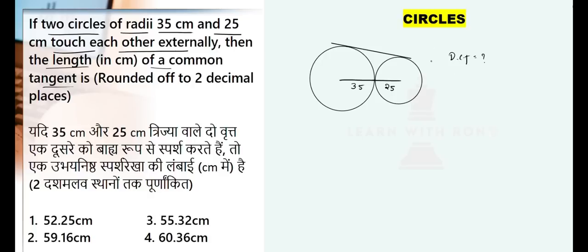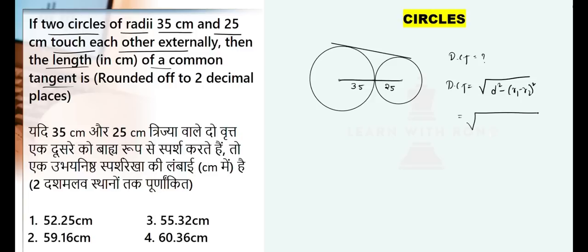So what is the direct common tangent formula here? DCT is nothing but square root of d square minus (r1 minus r2) whole square. So what is the d here? Distance between the centers of the two circles. Here both circles touch each other, so the distance is nothing but the sum of the radii only, right?